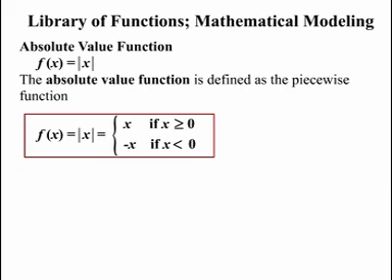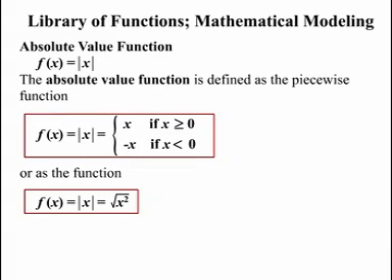Absolute value function, f of x equals the absolute value of x. It is defined as a piecewise function, f of x equals x if x is greater than or equal to 0, negative x if x is less than 0. It is also the same as the square root of x squared.